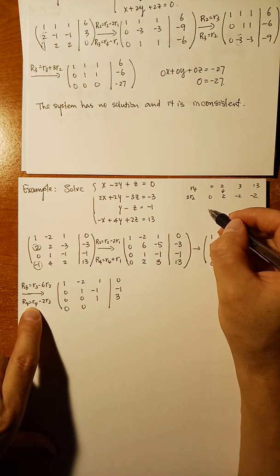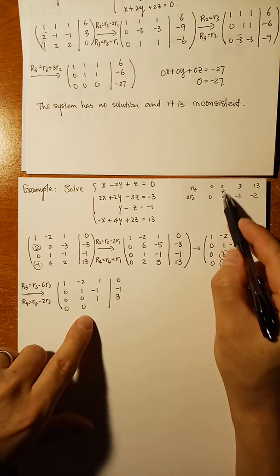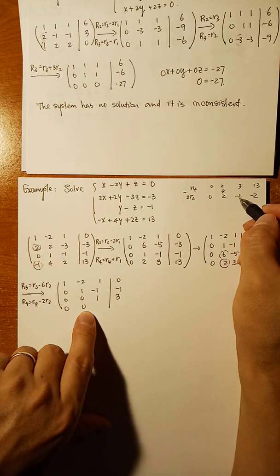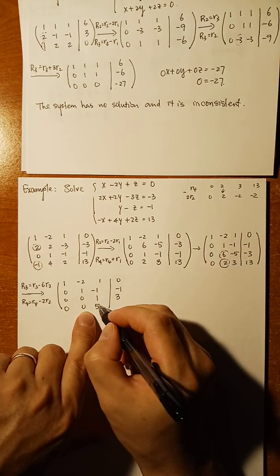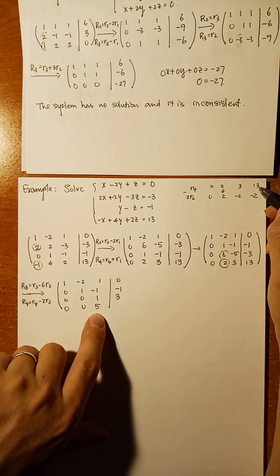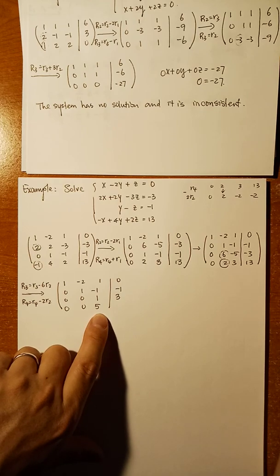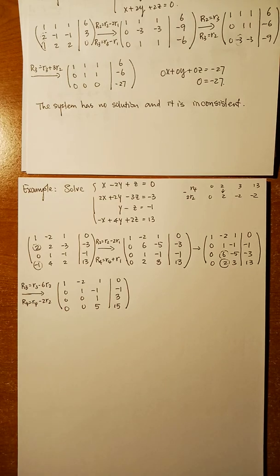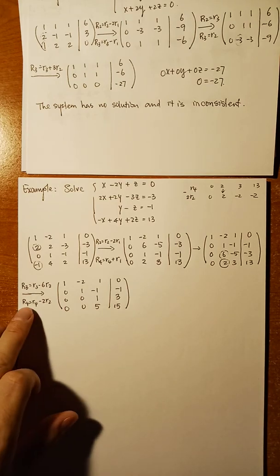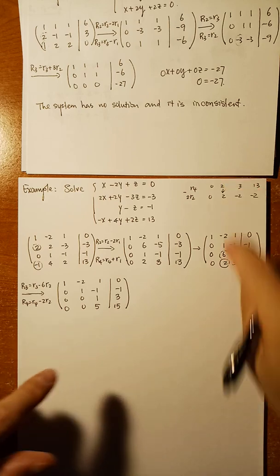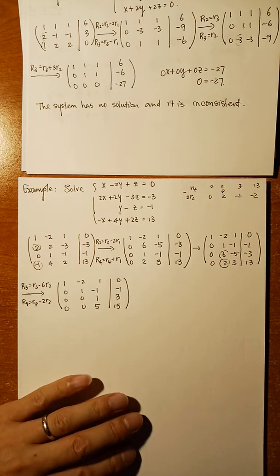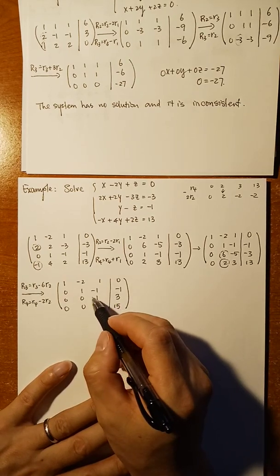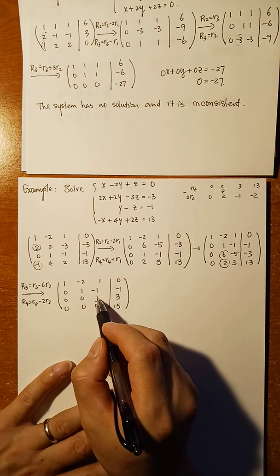Let's do subtraction. So you see, 0 minus 0 is 0. 2 minus 2 is 0. 3 minus, remember this is subtraction, 3 minus negative 2 is 5. Right? And 13 minus negative 2 is 15. Okay? So just be careful about the computation. If you're not so sure, just write them down and do the simple addition and subtraction.